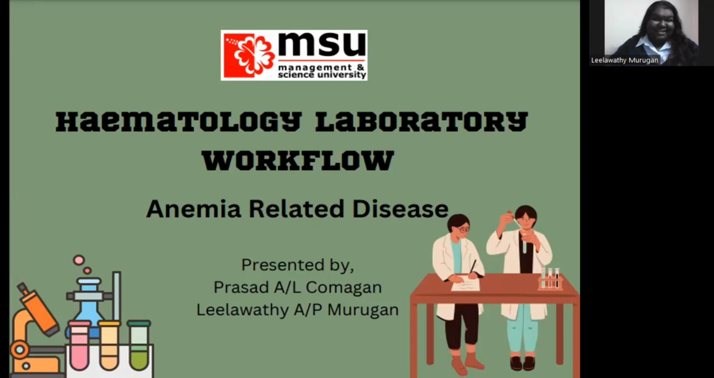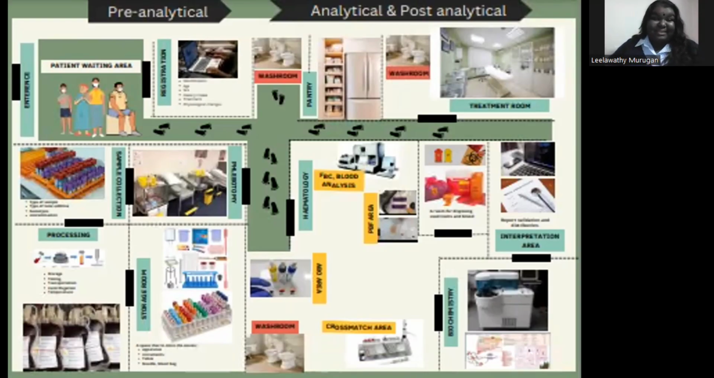So let's get started. So basically the reason why we choose anemia related disease is anemia is one of the most common diseases that has been diagnosed in hematology. So what is anemia? Anemia is a condition in which you lack enough healthy red blood cells to carry adequate oxygen to our body. As we know, anemia also is referred to as low hemoglobin and can make us feel tired and weak. There are many forms of anemia, each with its own causes.